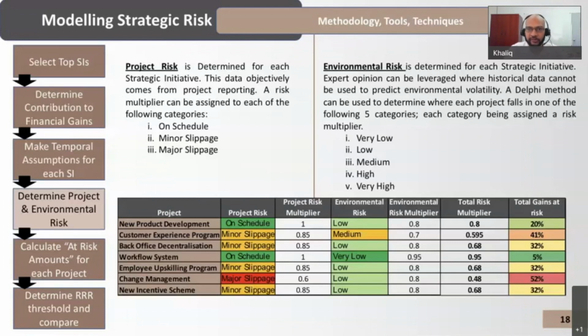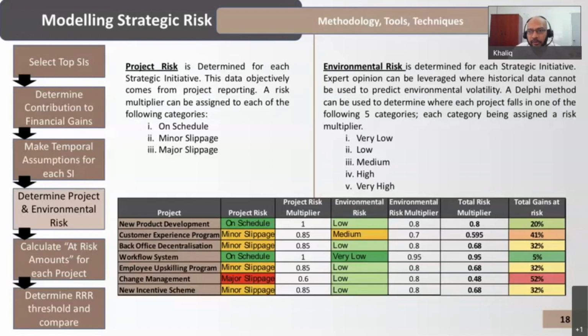So again, you have project risk. Project risk is objectively derived from your project management office. Your project management office should be providing reports in terms of whether your project is on schedule, whether it is minor slippage, whether it is major slippage. And what you can do is assign some weighting to each status, which I've done here just to illustrate. But of course, these are subjective. And then there's environmental risk.